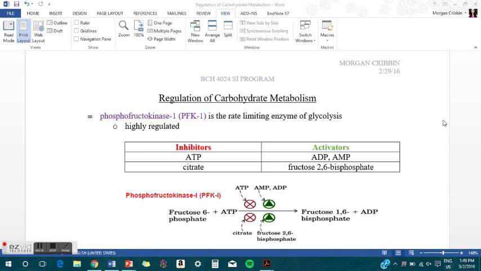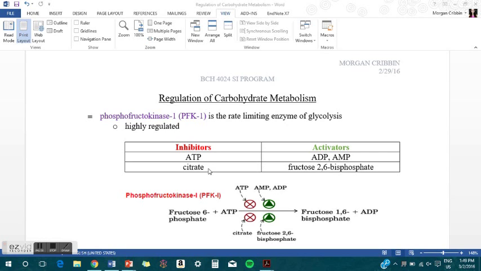So phosphofructokinase 1 is the rate-limiting enzyme of glycolysis, and it's going to be very highly regulated. This is the reaction that phosphorylates fructose 6-phosphate to fructose 1,6-bisphosphate, which ends up making the molecule symmetrical to be cleaved. And if you remember, the delta G of it is very negative. So it's going to be highly regulated because it's considered one of those committed steps of glycolysis. Its inhibitors are going to be ATP and citrate.